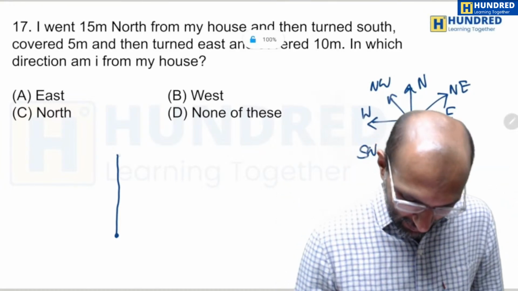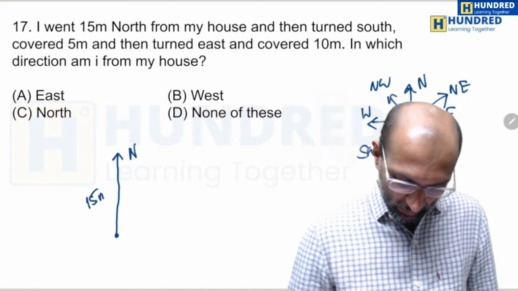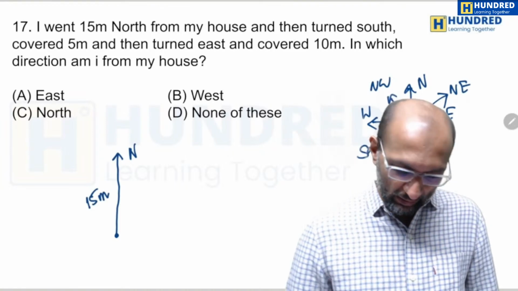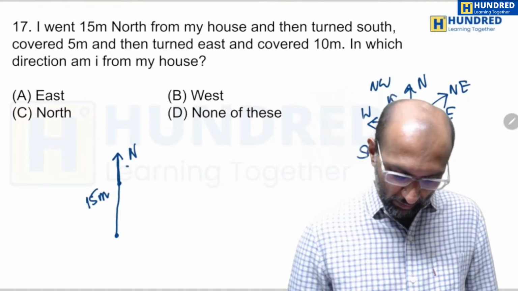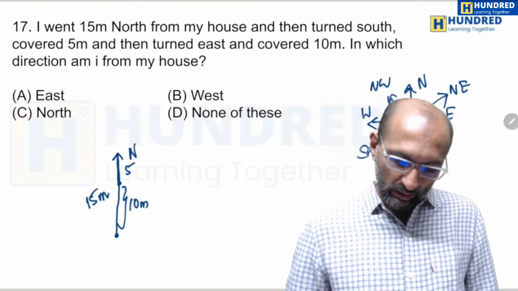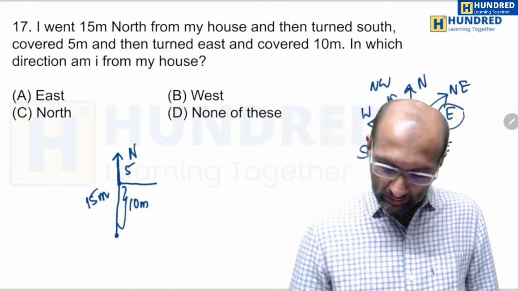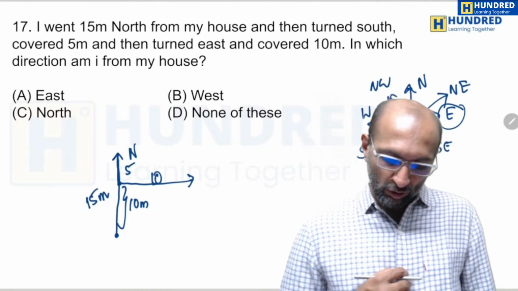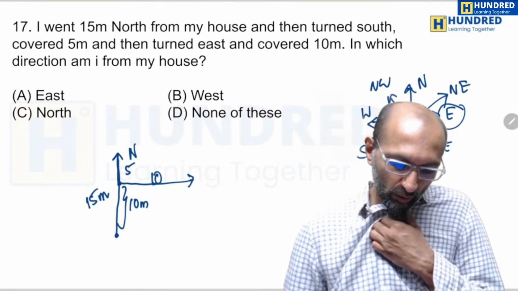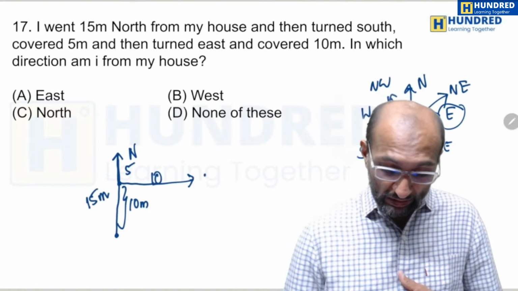Let's do this. So I go north 15 meters and then I turn south. So I come back south 5 meters. So what can this be? 10. Then I turn east and cover another 10. So in which direction am I from my house? I am in the northeast direction.